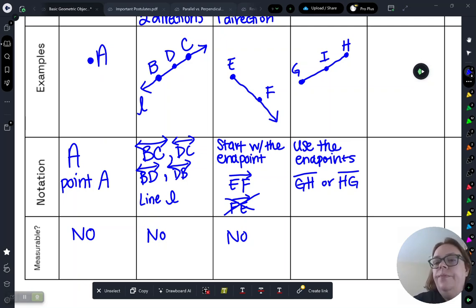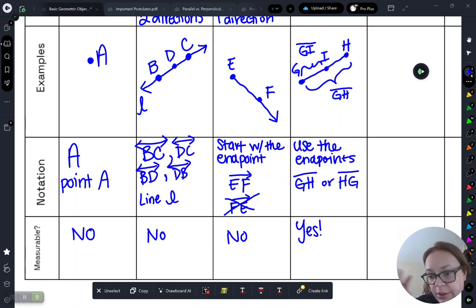Okay. So this one from here to here would be GH. But if I say GI, that's from here to here. See the difference? Or IH also is in this picture. Basically in this picture, I've now created 3 segments. Is it measurable? Yes. We can measure it. It stops and starts. We can measure it.